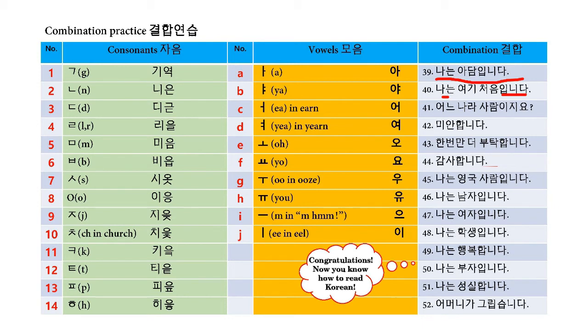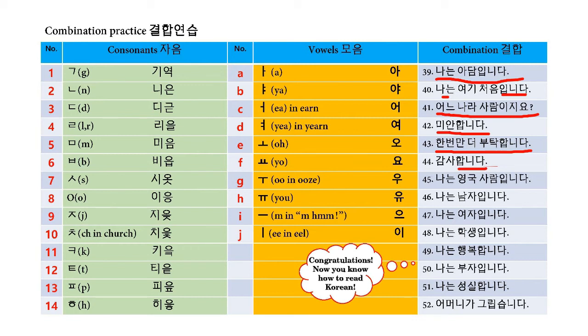나는 아담입니다. 나는 여기 처음입니다. I am new here. 어느 나라 사람이지요? 어느 나라, which country, 사람, people, are you? Where are you from? 미안합니다. So, 니다 is the ending of a sentence, the polite form of ending a sentence. 한 번만 더 부탁합니다. One more time, I will ask you a favor.